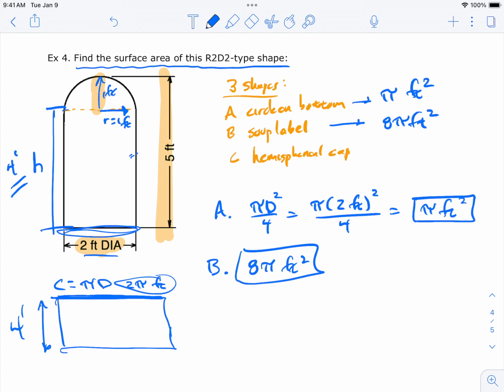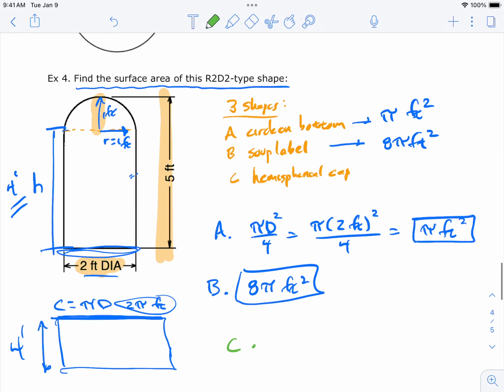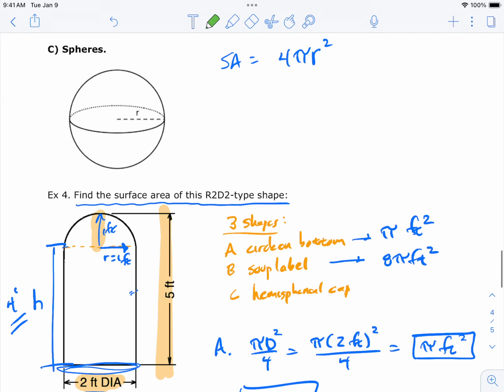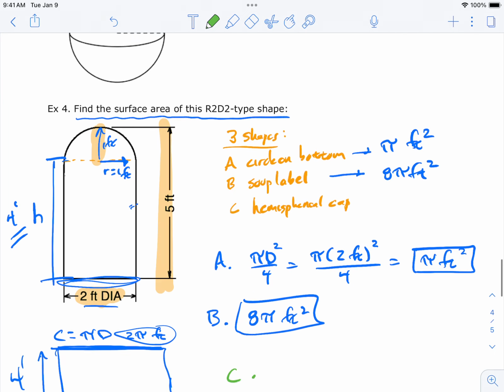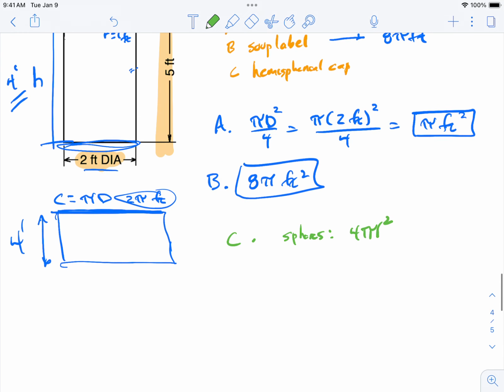Cool. We're getting somewhere. What's next? Next would be the hemispherical cap on top, right? So this is part C, the hemispherical cap on top. So we have to go back to that formula we just got, right? The surface area of a sphere is 4 pi r squared. So I'm going to write that down. Spheres, 4 pi r squared. And so if we're talking about just halfway around, half a sphere would be 2 pi r squared.